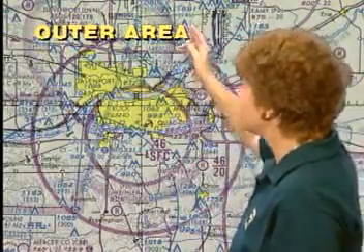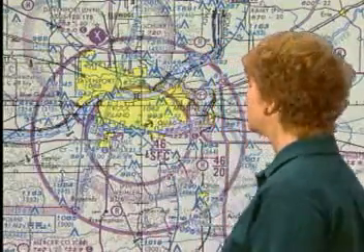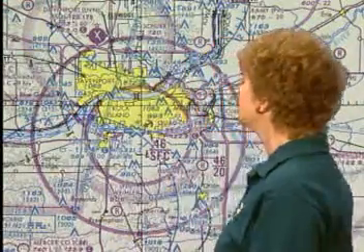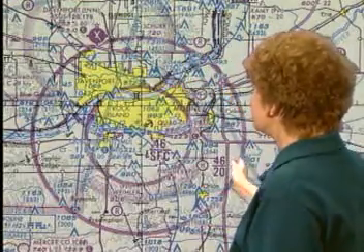The outer area is not shown on the chart because it is not mandatory for you to call ATC before you get in the outer area. But this is the area in which you should start calling ATC so that you will have established communications before you get into the marked Class Charlie airspace itself.